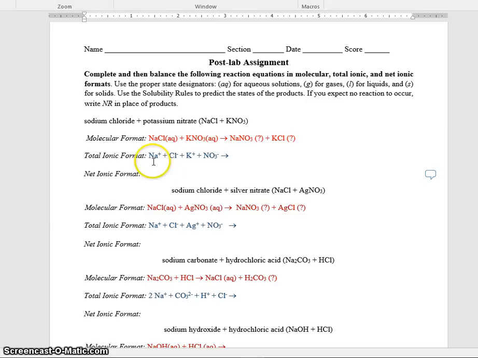So this sodium will form a compound with this nitrate, and that's sodium nitrate. I didn't put the state because we're going to look that up. The other compound that could be formed is potassium with chloride, and they've both got a +1 or a -1 charge, so it's just 1 to 1 for these guys. So we don't have to do any balancing because it's all 1 to 1 to 1 to 1. But let's look up the solubility.